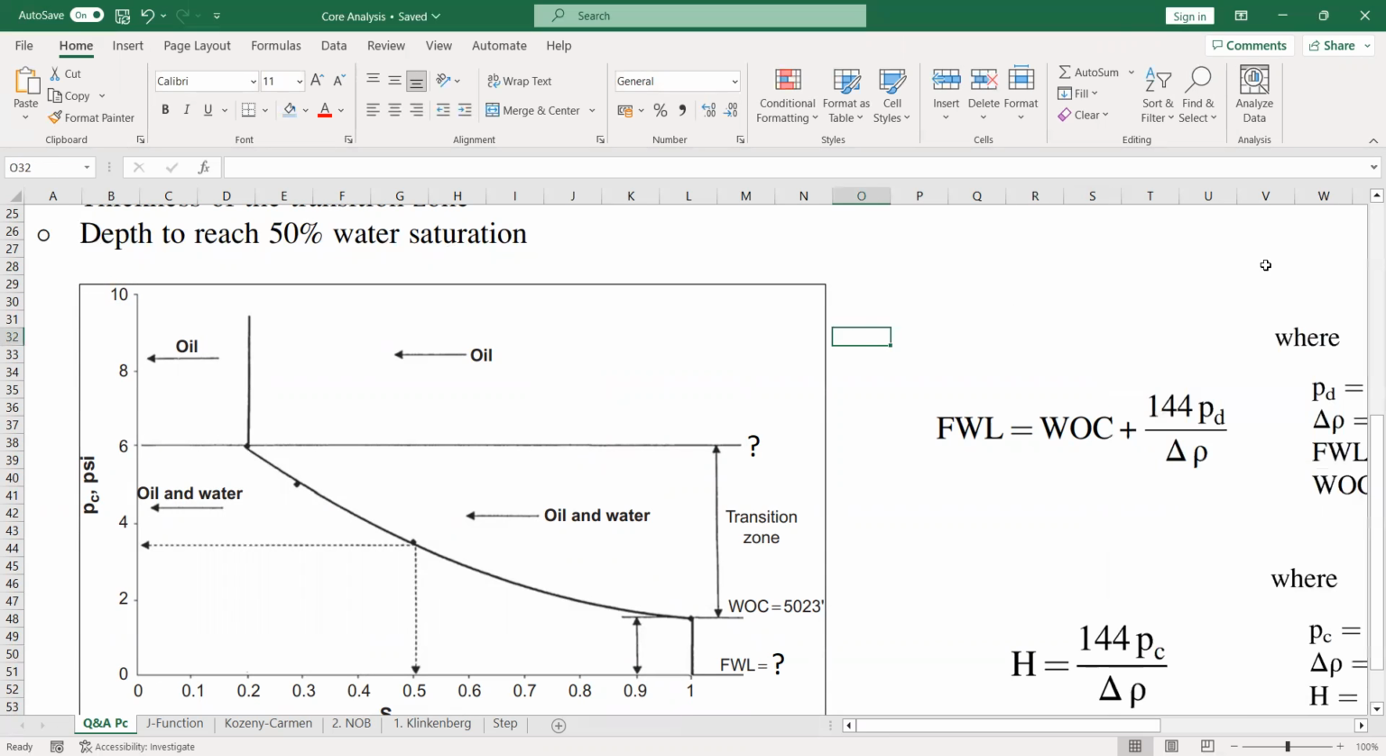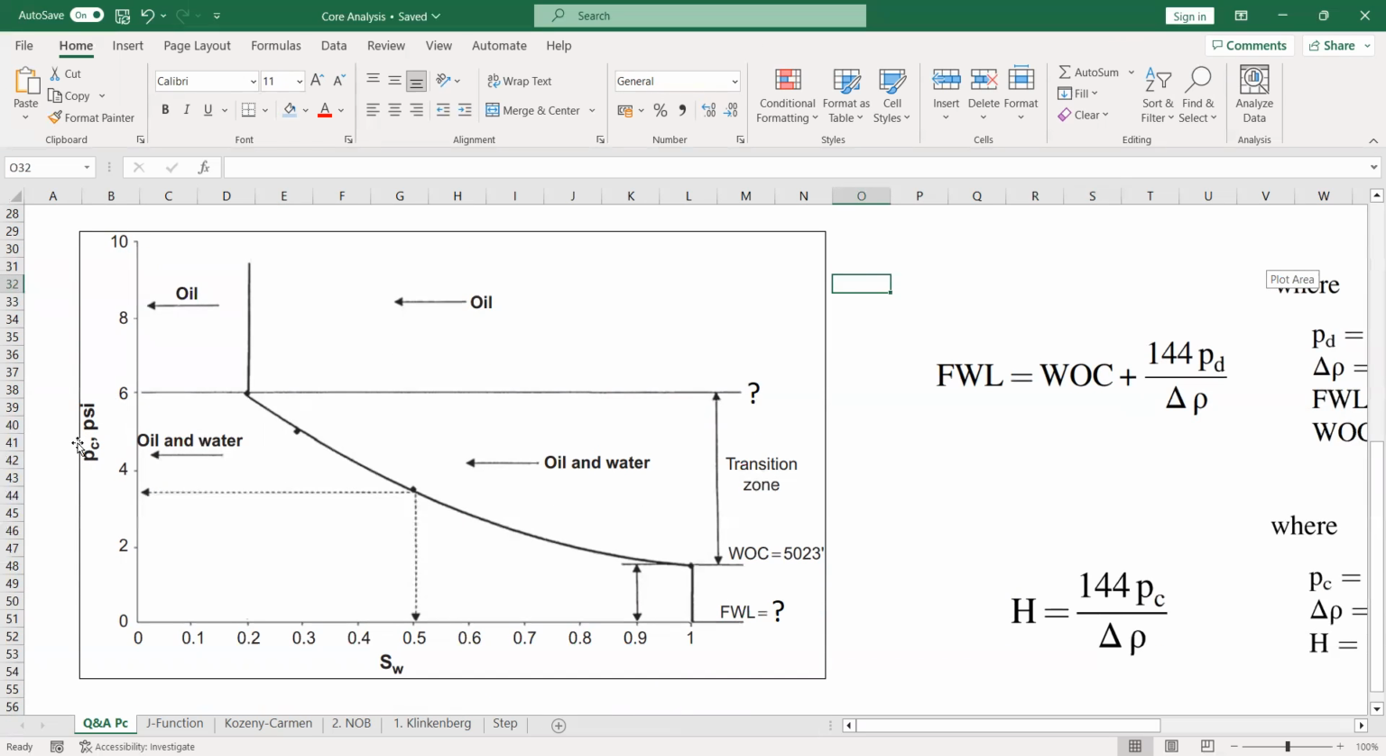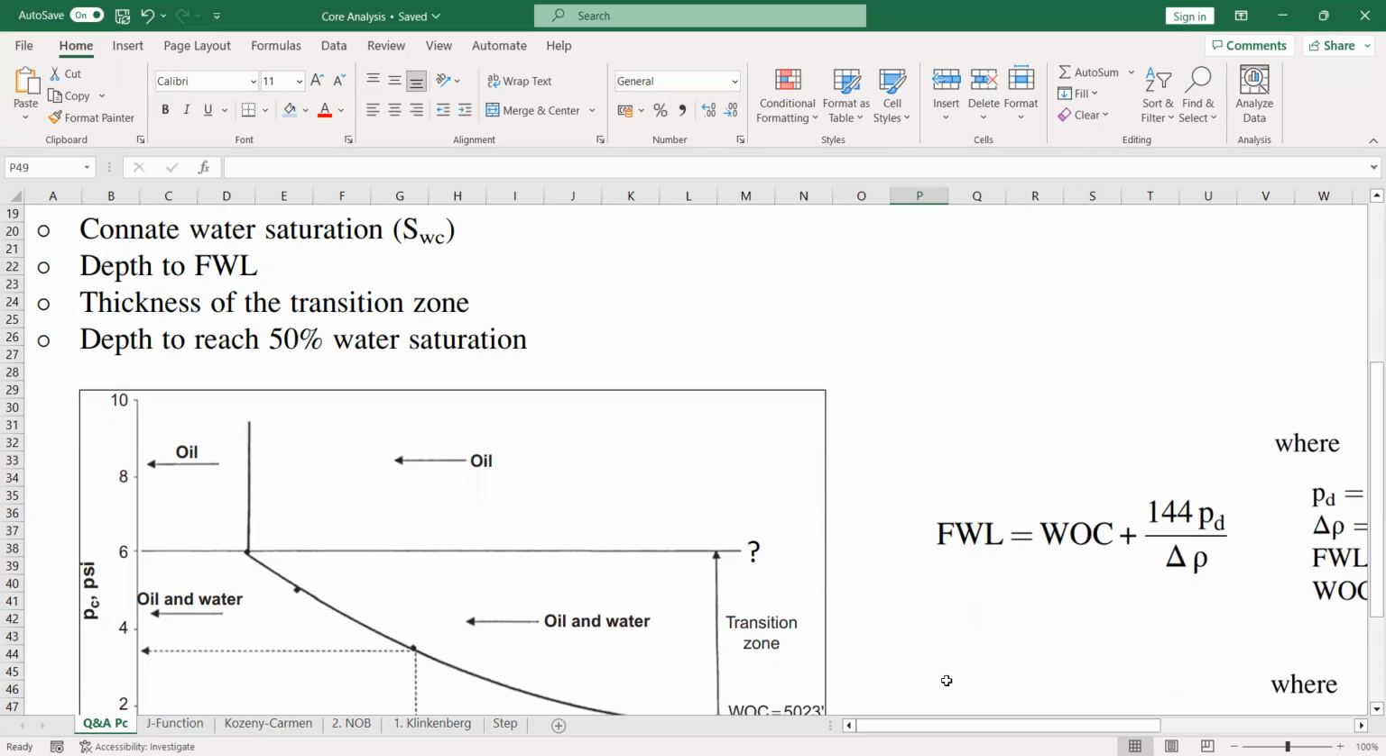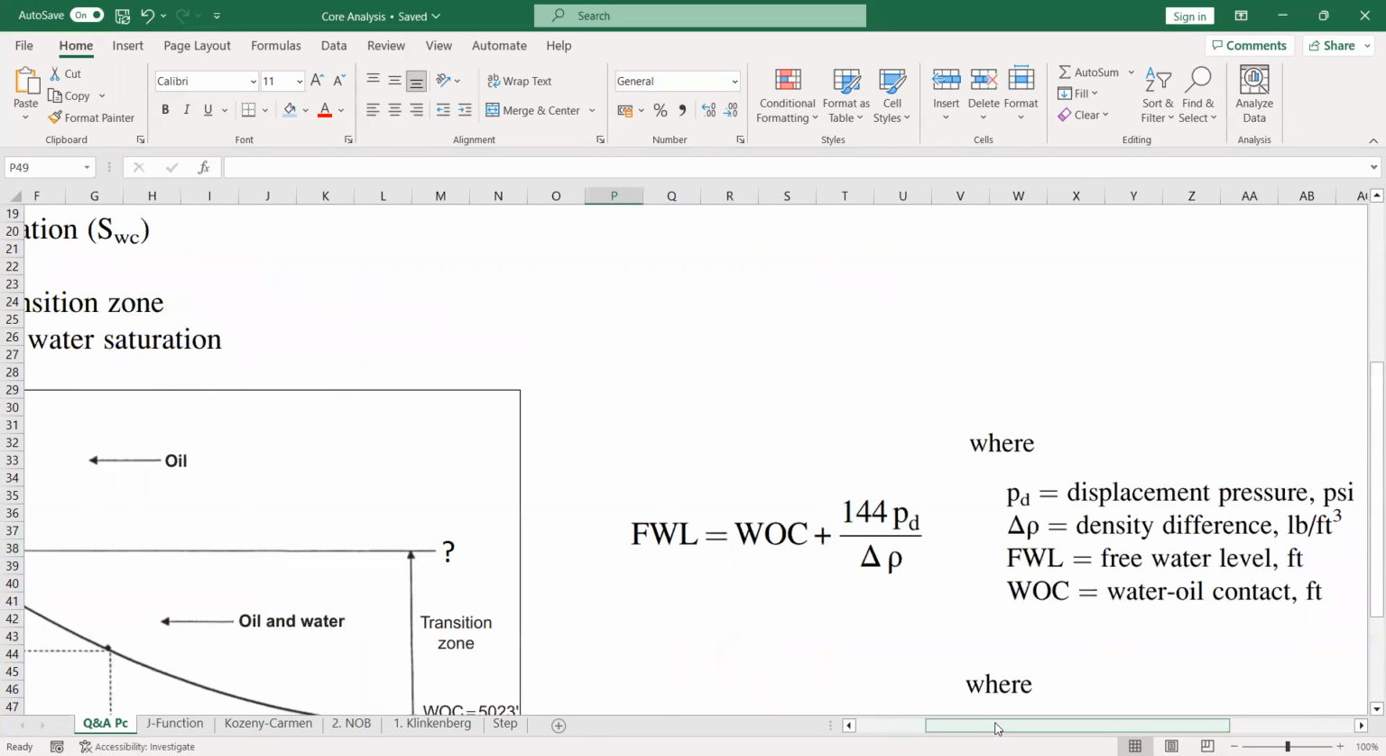All right, so now we have the capillary pressure curve. So PC in PSI against water saturation, of course. And then we know that the water oil contact depth is at 5023. And then, of course, somewhere down there, we have the free water level. All right, and just using the available data as well as this capillary pressure curve, now we need to deal with these issues. And of course, we also have very important equations, all right, like how to calculate the free water level if you know the water oil contact.